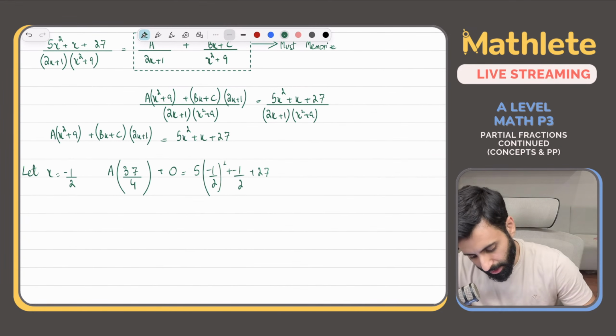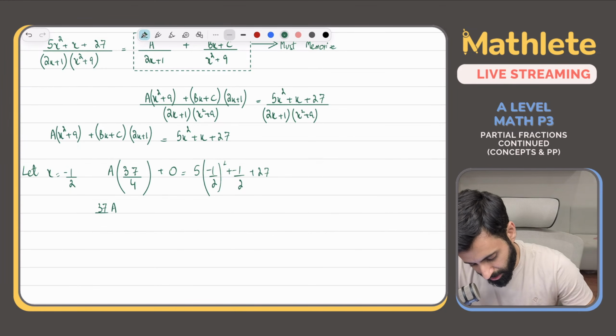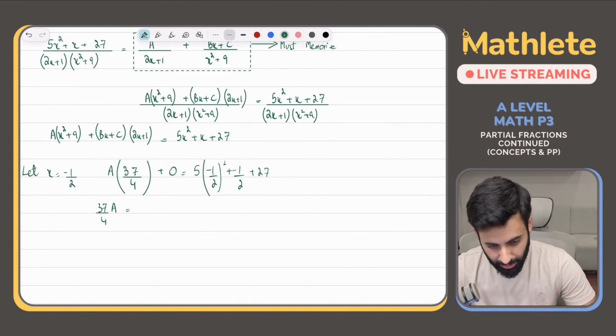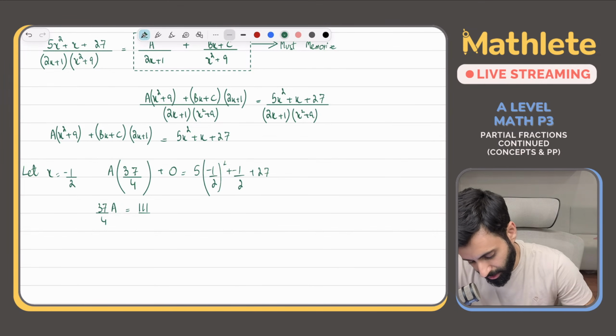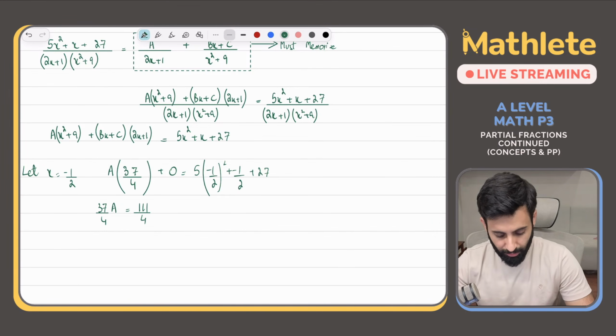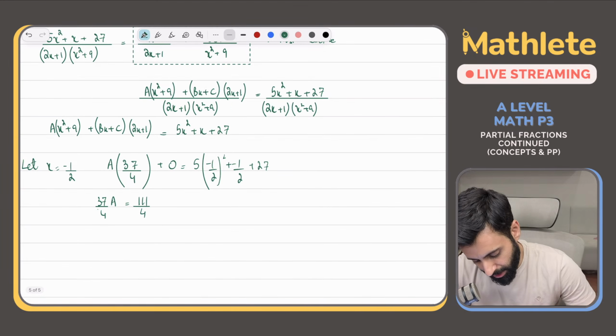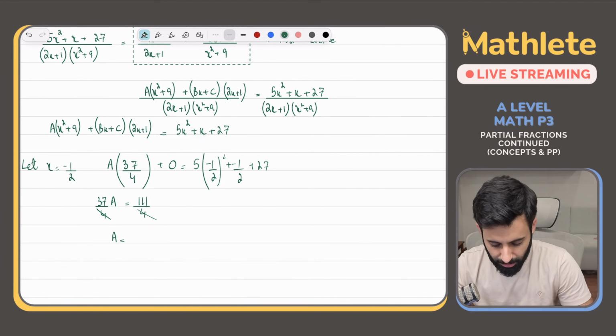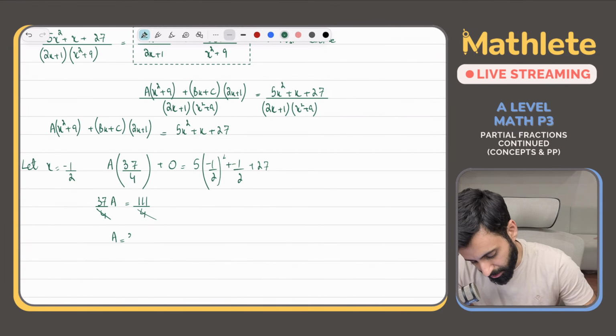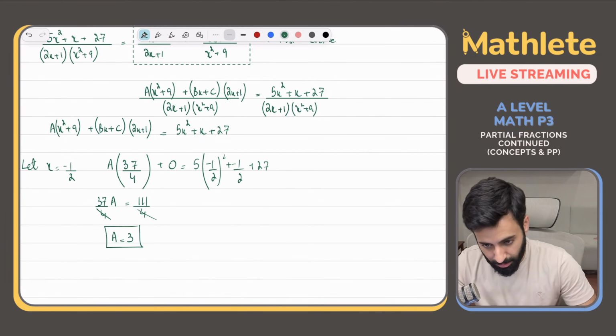Okay, so use your calculator. There's no need to work it out mentally. Don't take unnecessary risk. So 37 upon 4 A is equal to, when you work out the right hand side, what you end up with is 111 upon 4. Both of them have denominator 4, so that means we can cross that out, and we can find out the value of A by simply doing 111 divided by 37, and what's that equal to? That's equal to 3. So the value of A is equal to 3.